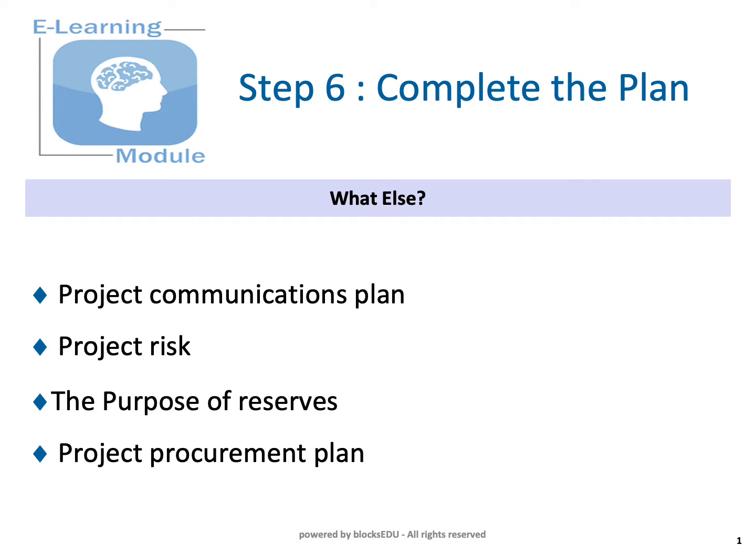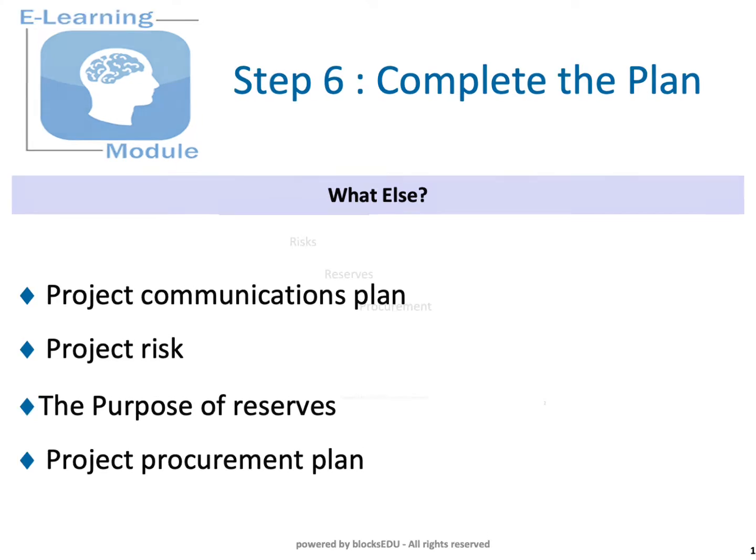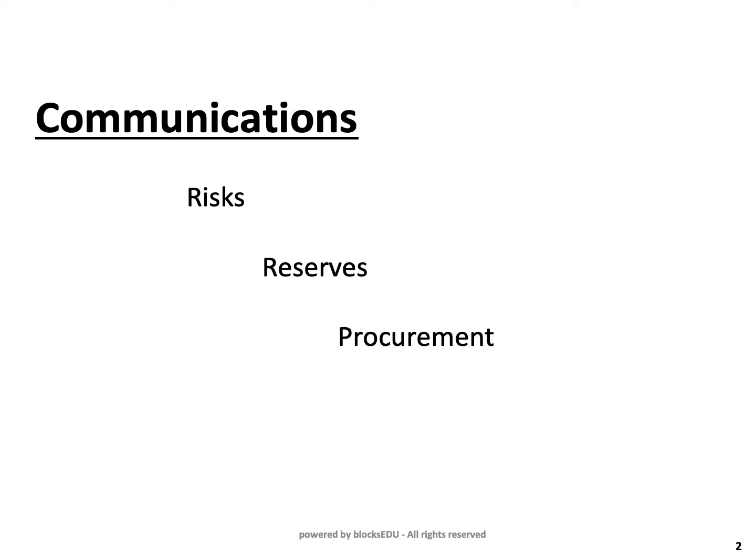We need to determine the project risk. We need to look at this thing called reserves or contingencies. And then we need to look at a project procurement plan and what does that actually mean. So we shall begin looking at communications.